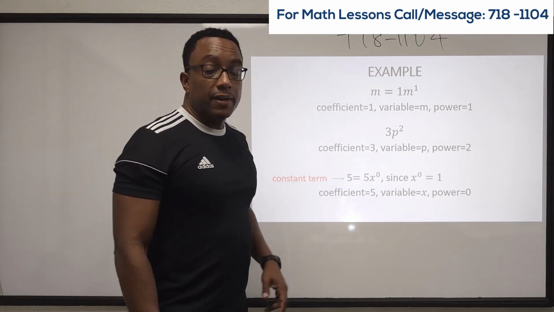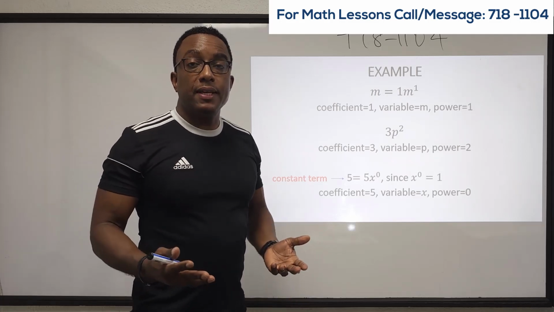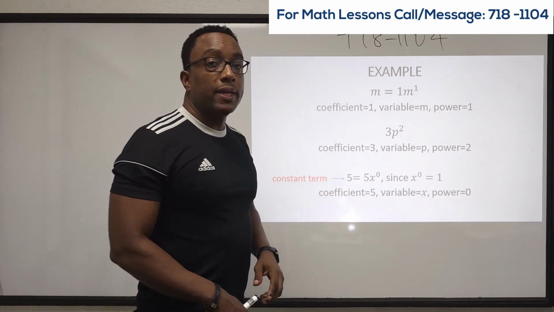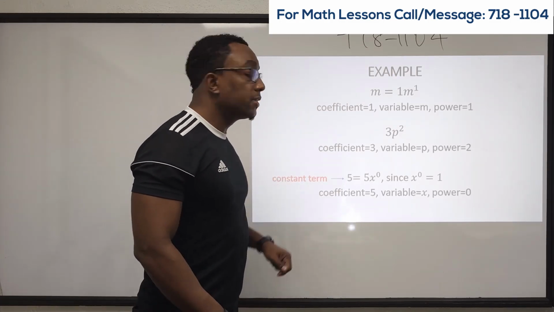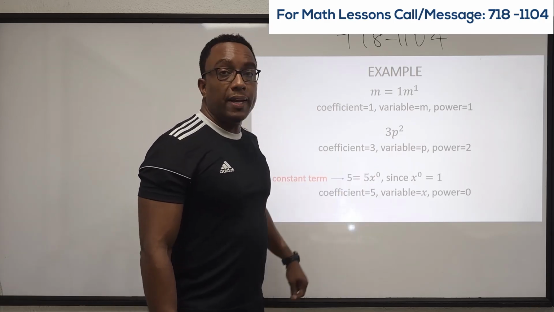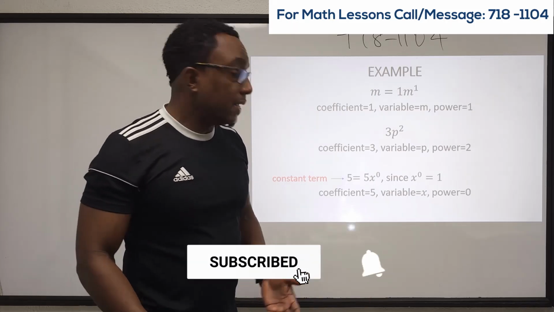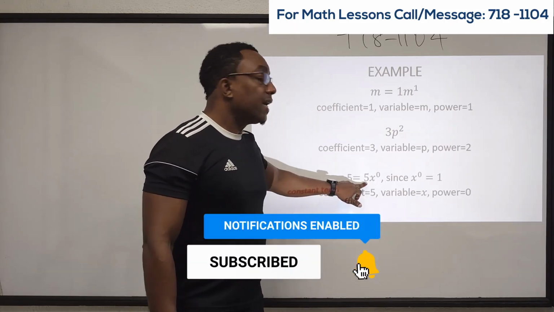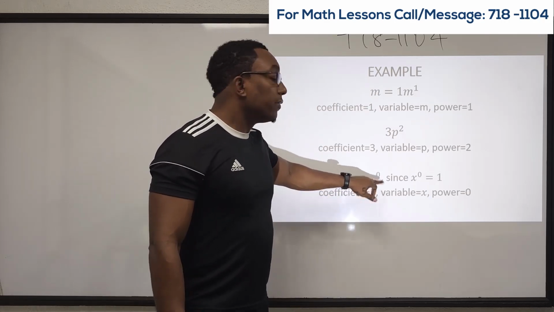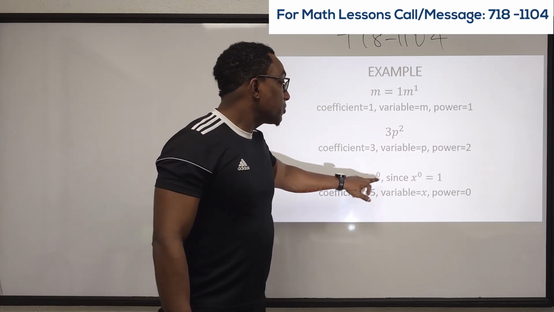If we have 5, so numbers, positive numbers, negative numbers, 5 is a natural number or a positive integer, and 5 is also a term, but we call it a constant term. 5 can be expressed in the form ax to the power of n. So let's use the variable x for example. You can use any letter of the alphabet. 5 can be written as 5x to the power of 0, where x here is raised to a power of 0.